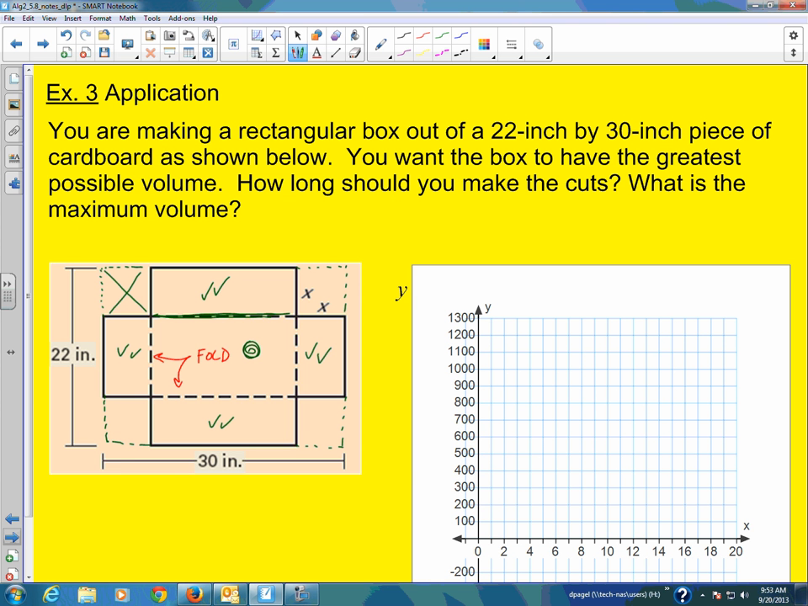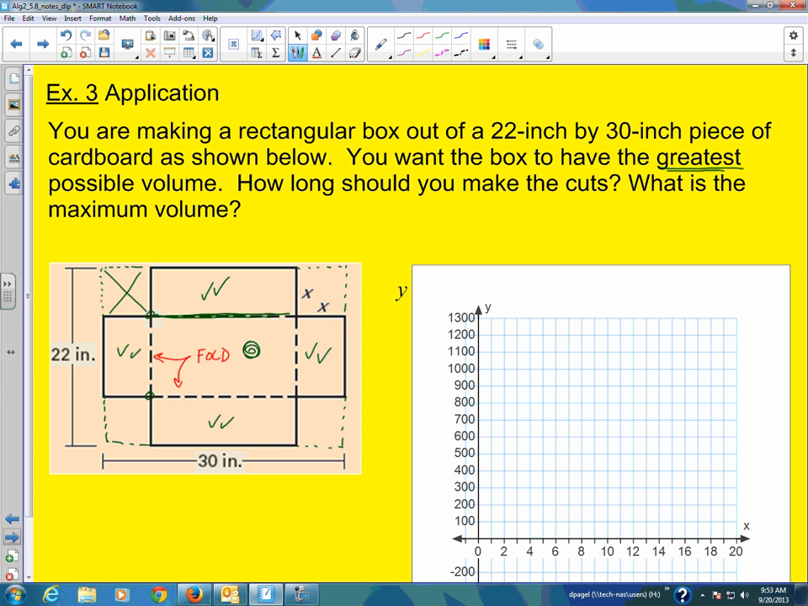So it's kind of hard to maybe visualize what's going on, but if you actually were to take a piece of paper and do this, take a piece of paper, cut out the 4 corners, and then where those corners meet here, take those as fold lines, you would physically see a box that would result if you were to fold it along those corner lines. So that's what's happening. We want to have the maximum possible volume.